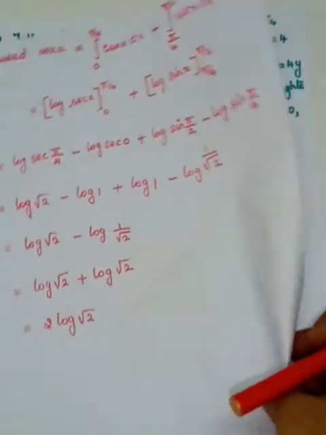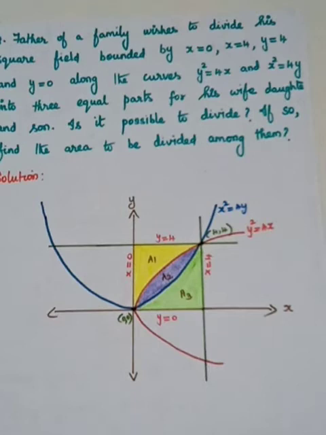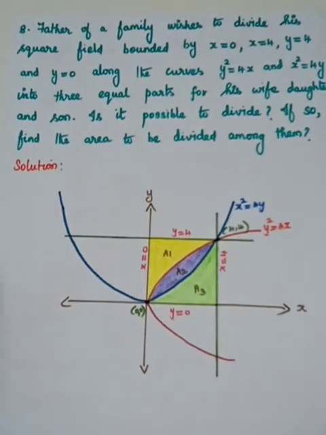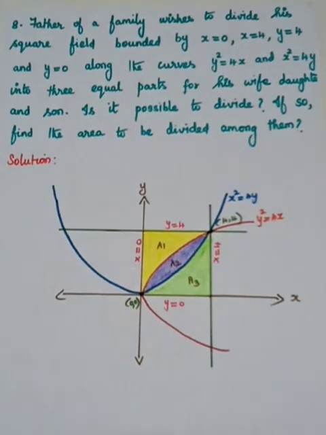So we'll come to the next problem. What is problem number 8? Father of a family wishes to divide his square field bounded by x equal to 0, x is equal to 4, y is equal to 4 and y is equal to 0, along the curves y squared is equal to 4x and x squared is equal to 4y, into 3 equal parts for his wife, daughter and son. Is it possible to divide? If so, find the area to be divided among them.